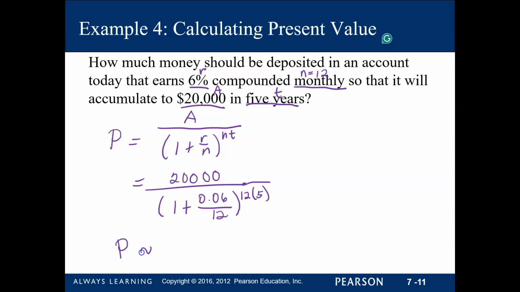And approximately the principal, the deposit that needs to be made, is roughly around, okay? Always round your number to 2 decimal places because we're talking about money. $14,827.44. So that's what you need to deposit so that after 5 years, you're going to have 20,000 in your account. All right.